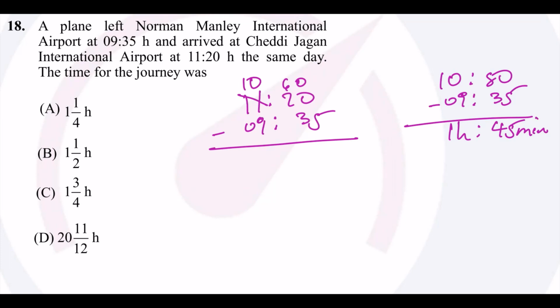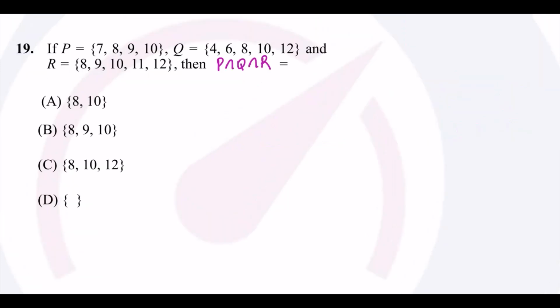But our answer is written as a fraction. Now we know that 45 minutes is 45 out of 60, same thing as 3/4. So we know it's 1 3/4 hours. So our answer matches C. Easy question. I hope you can manage that. If not, look up some videos on YouTube on adding and subtracting time.